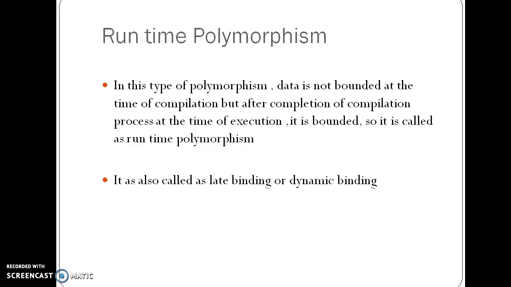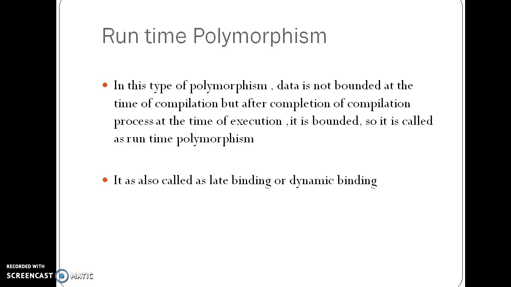Consider we have two functions of the same name and we don't keep a difference in their number of parameters. Then it is a very difficult task for the compiler to identify the function call, because this is an ambiguous situation for identifying the function call. So in this case data is bound at the time of execution. It means the decision of calling the function is taken at runtime. So this type of polymorphism is called runtime polymorphism, and to achieve this type of polymorphism we use virtual functions in C++.